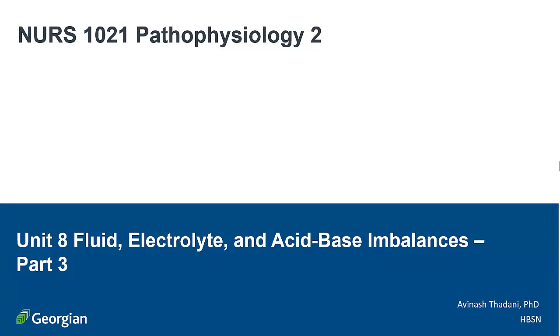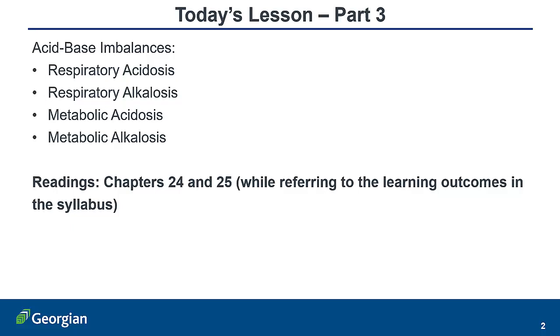Hi everyone, welcome to part 3, Acid-Base Imbalances of Unit 8. In today's lessons, we're going to go through various acid-base imbalances, specifically respiratory acidosis, respiratory alkalosis, metabolic acidosis, and then metabolic alkalosis. Please remember to read chapters 24 and 25 while always referring to the learning outcomes in the syllabus.